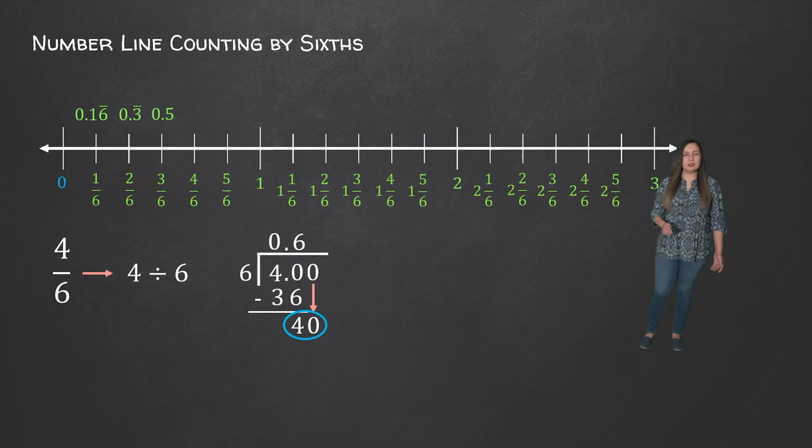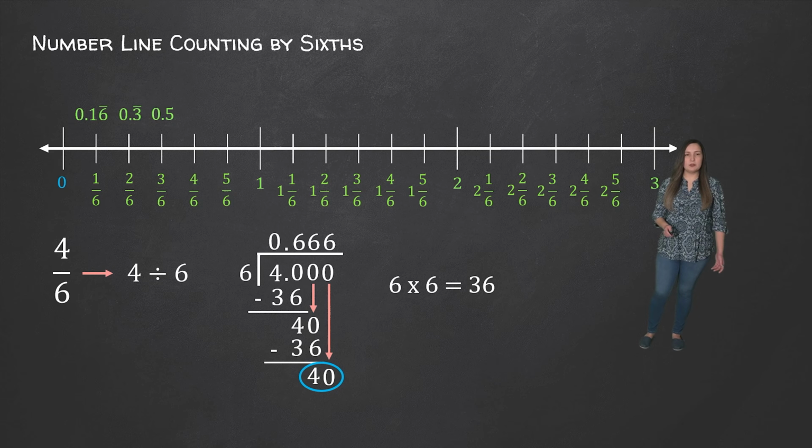So 6 goes into 40 6 times because we know that 6 times 6 is equal to 36. And then when we subtract, we're going to get 4 again. So if we add another 0 and bring it down, then we have 40 again. And we ask ourselves, how many times does 6 go into 40? Well, we know that's 6 because 6 times 6 is equal to 36. And then we go ahead and subtract. So 40 minus 36 is equal to 4.